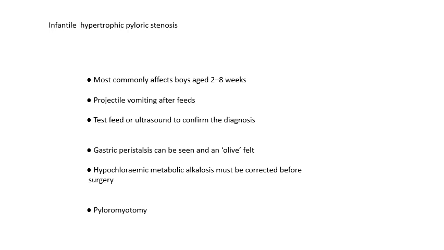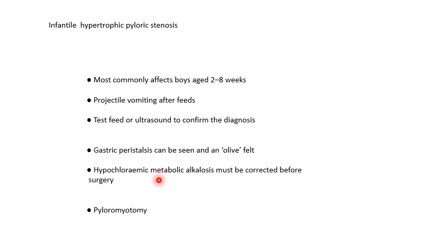So let's look at the summary. It mostly affects boys aged 2 to 8 weeks. Projectile vomiting after food, and it is non-bilious. You can use an ultrasound to confirm. This is your clinical finding, a gastric peristalsis and an olive. And what is the electrolyte imbalance? Hypochloremic metabolic alkalosis, and that has to be corrected.